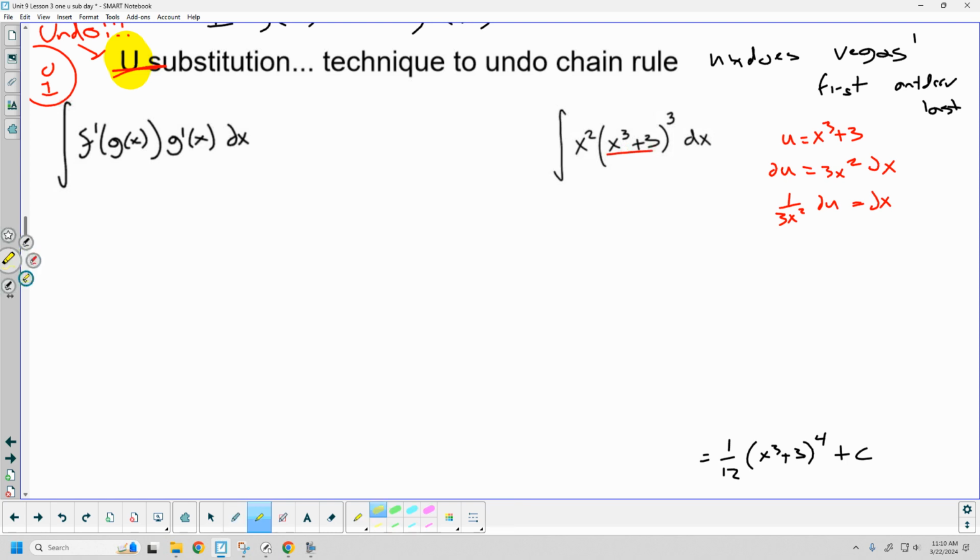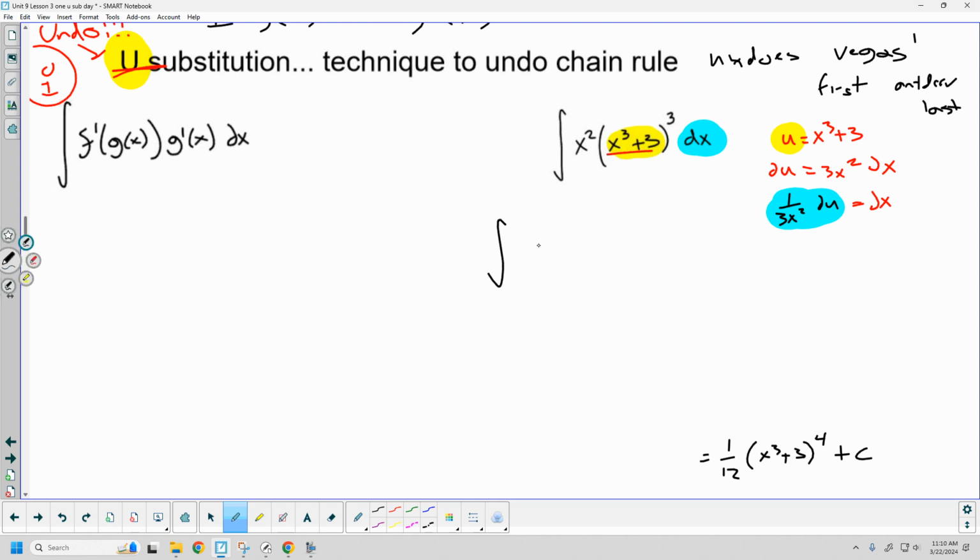Now, here's where the technique works. We are going to undo the derivative of x cubed plus 3 first. We'll worry about the antiderivative later. We are going to take x cubed plus 3 and replace it with u. We are going to take the derivative of x cubed plus 3 and replace it with what it's equal to. This is the substitution step. Everything else stays the same.